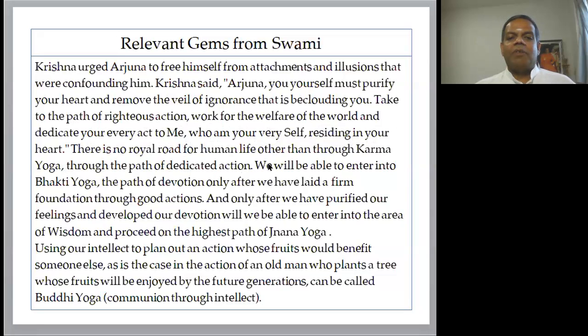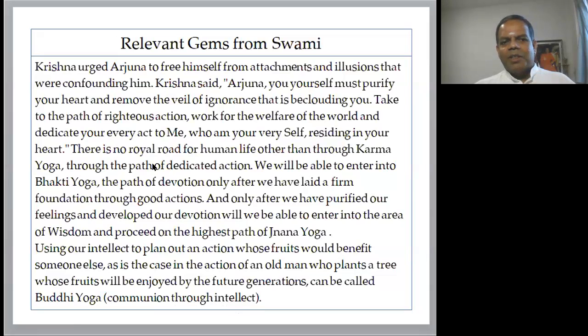There's no royal road for human life other than through Karma Yoga, through the path of dedicated action. We will be able to enter into Bhakti Yoga, the path of devotion, only after we have laid a firm foundation through good actions. And only after we have purified our feelings and developed our devotion will we be able to enter into the area of wisdom and proceed on the highest path of Jnana Yoga. Using our intellect to plan out an action whose fruits would benefit someone else, as is the case in the action of an old man who plants a tree whose fruits will be enjoyed by future generations, can be called Buddhi Yoga, communion through intellect.